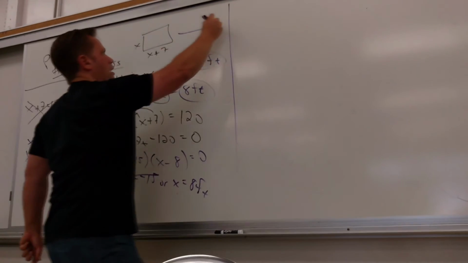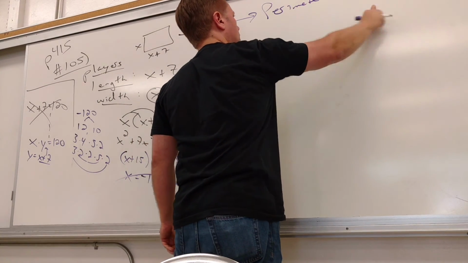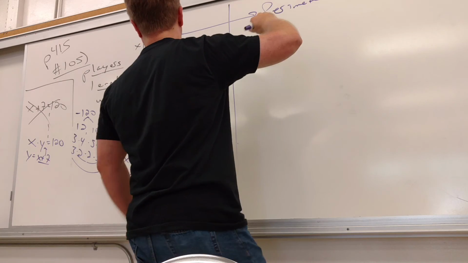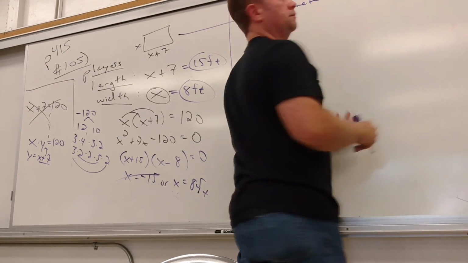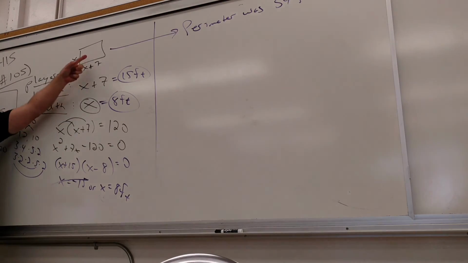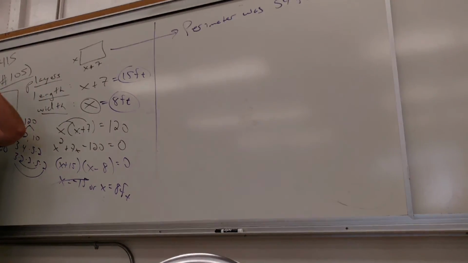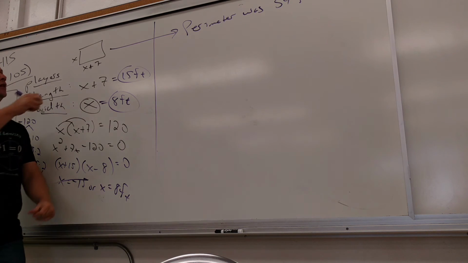So if I said the same problem, but I said the perimeter was, let's see, 54 feet. Let's see if you guys can handle this. So now I'm making a new problem, but I have the same setup. What would my equation look like? So the length is still 7 more than the width. 2x plus... I love it.